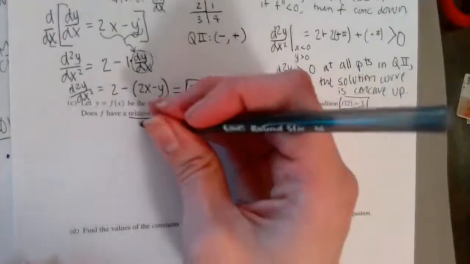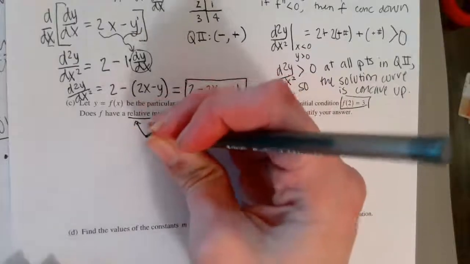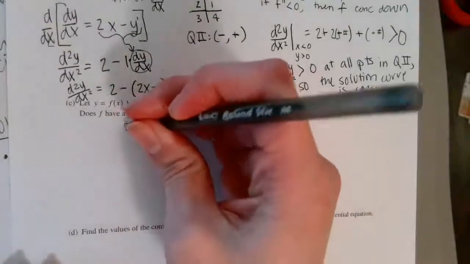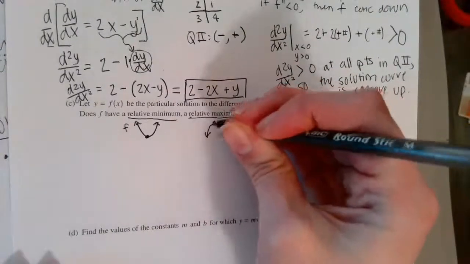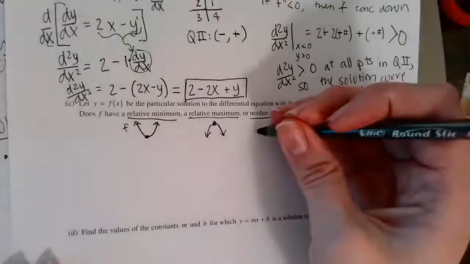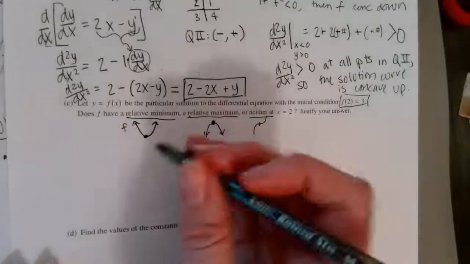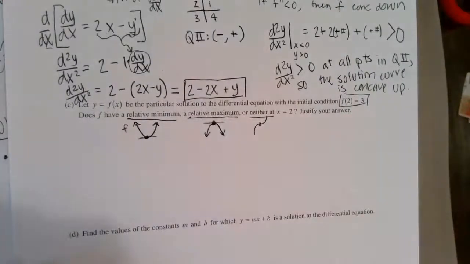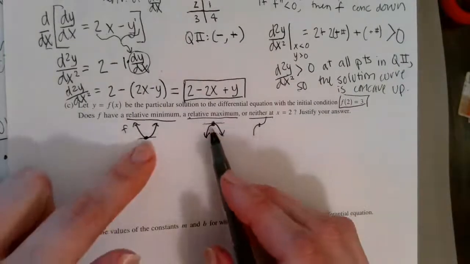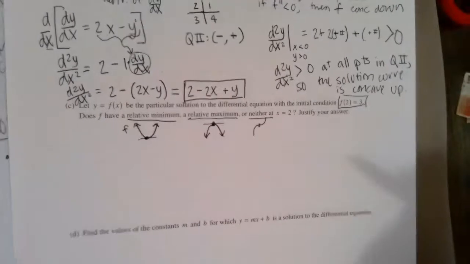So I'm going to draw a little picture of f. A relative minimum would look like this if this was f, and a relative maximum would look like that. And neither might be something like that. One thing I should notice is that the slope of f would have to be 0 if f had a relative minimum or a relative maximum. The slope does not have to be 0 if it's neither.